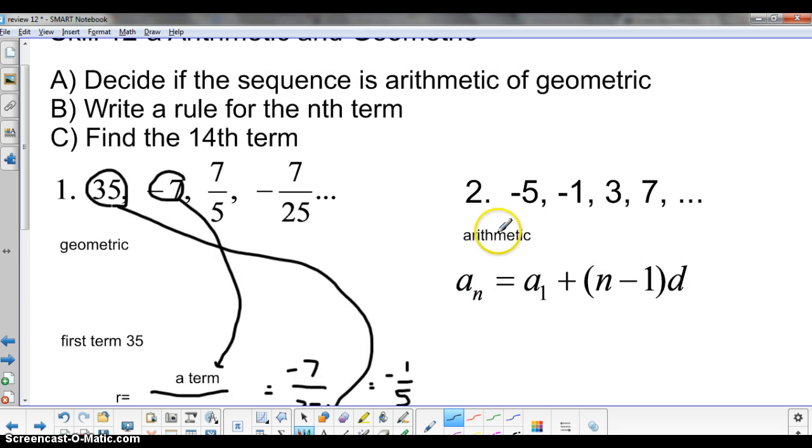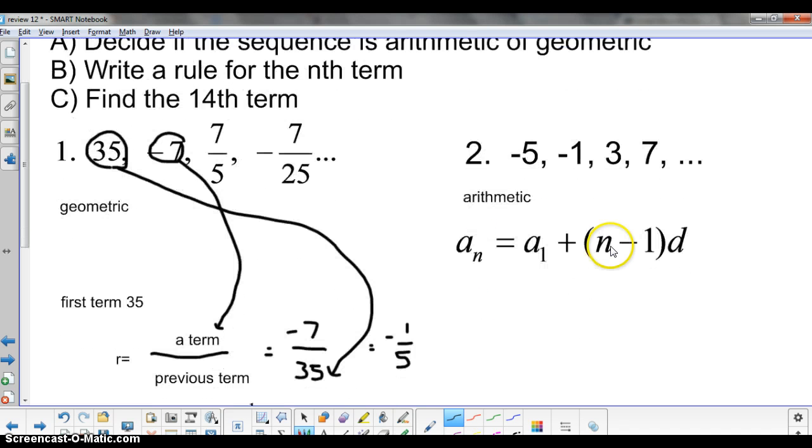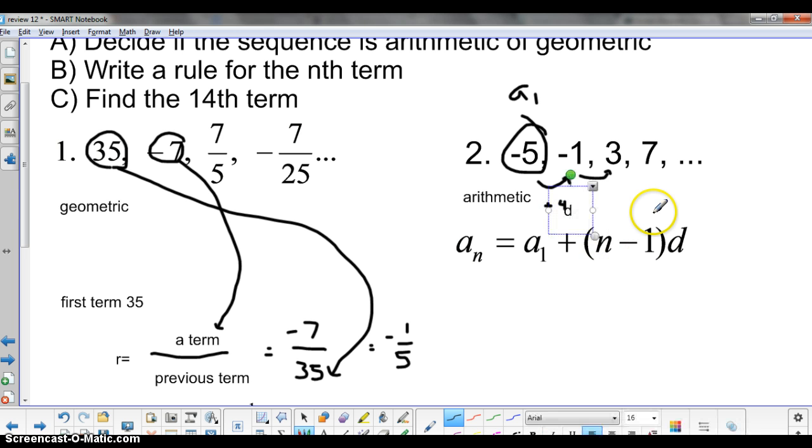Over here in number 2, again, we've identified arithmetic. The 2 things we need for an arithmetic sequence is a1, which is -5. Identify that right away. And then the common difference, the d value. So what are we doing each time, whether we're going up or down? And it looks like in this situation, we're adding 4. So our d is a +4, a common difference of 4.